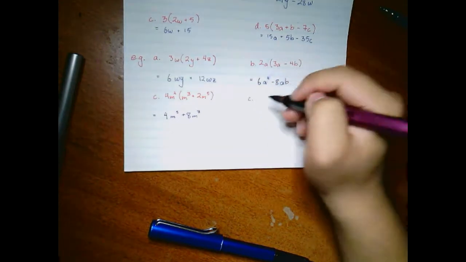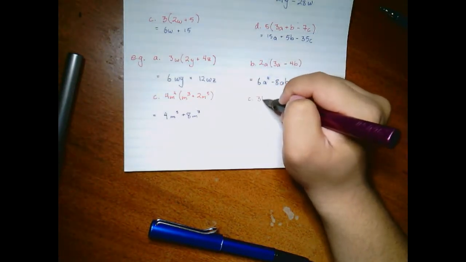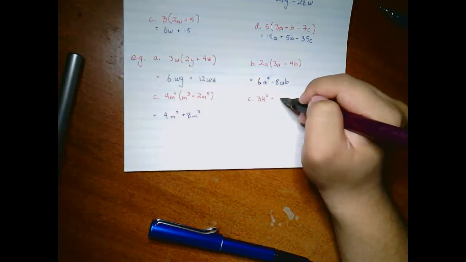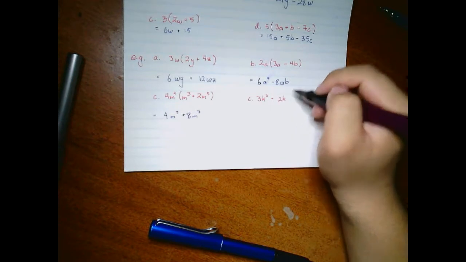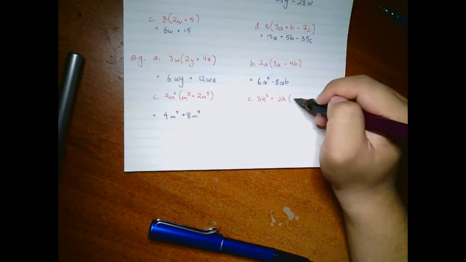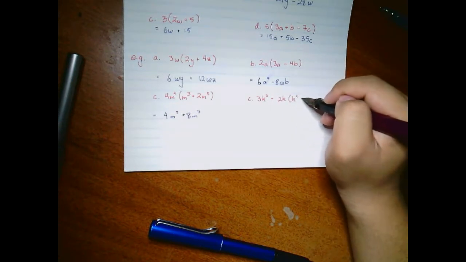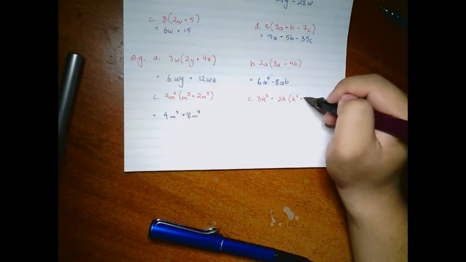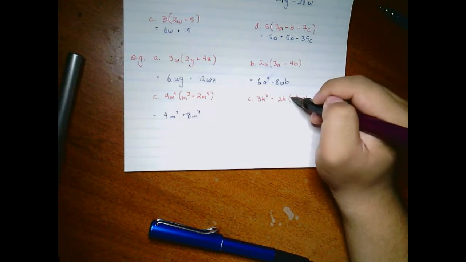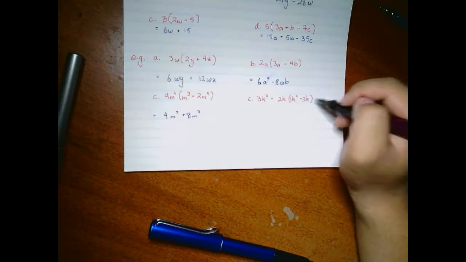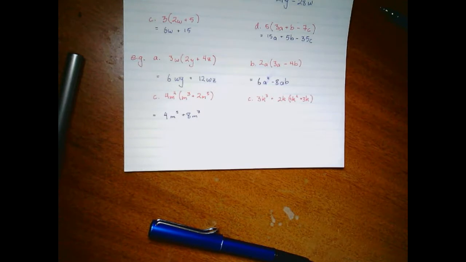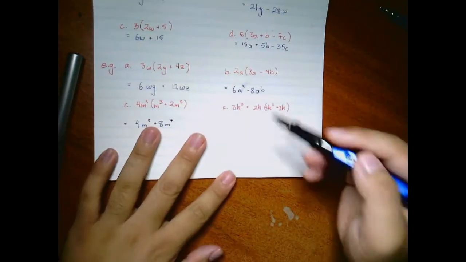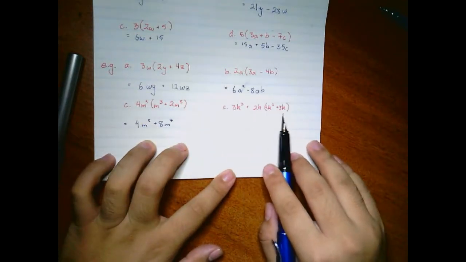See, let's say we have 3k cubed plus 2k outside k squared plus, we'll make that 3k squared, make this one 4k squared. Now this looks a little complicated, but all we do first is expand the group first.